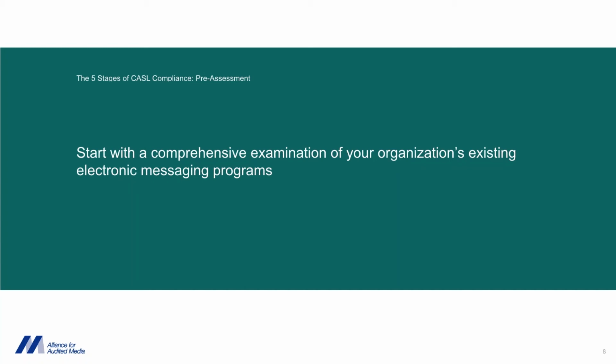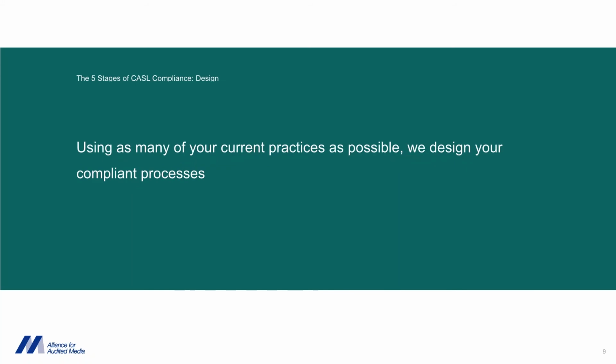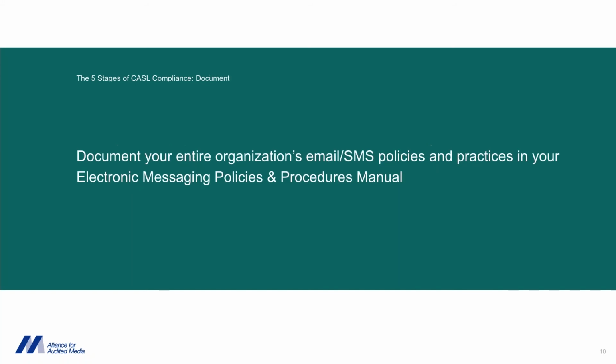So the 5 stages, the first one, we start with a comprehensive examination of your organization's existing electronic messaging program. And then, using as many of your current practices as possible, we design your compliant processes. We then document the entire organization's email, SMS, text policies and practices in your electronic messaging policies and procedures manual. That, by the way, is a living, breathing document. You should always consider that it's not one and done and put on the shelf. As the CRTC further puts out explanations and interpretations of how they're going to enforce this law, we may call our clients and say, the interpretation that we took was incorrect, and we need to correct that in your policies and procedures manual and send a note out to staff.